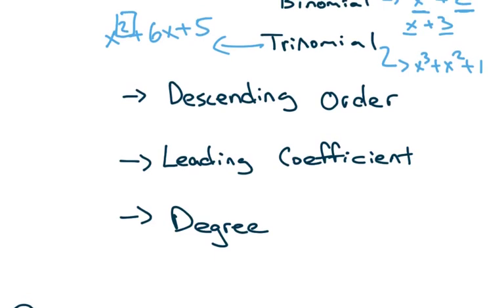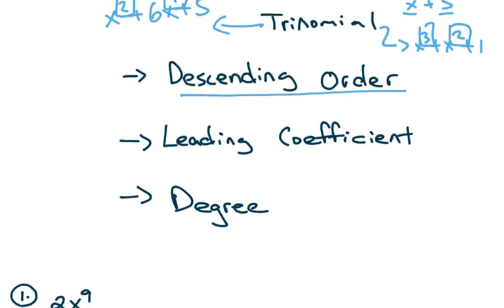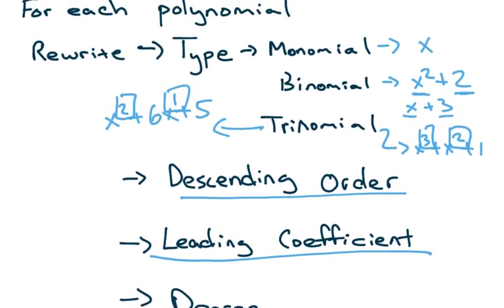The next part is asking us to write in descending order. Descending order means we write the exponents decreasing. Notice I did that with every example. So highest to lowest, you go 3, 2, 1 in terms of the exponents. We want to write it with the leading coefficient. The leading coefficient is the number in front. Notice in all of these, because there isn't a number written, that number is 1.